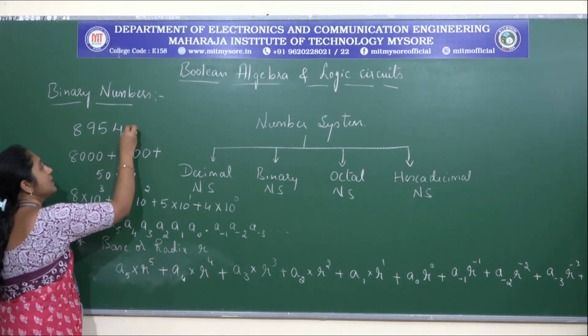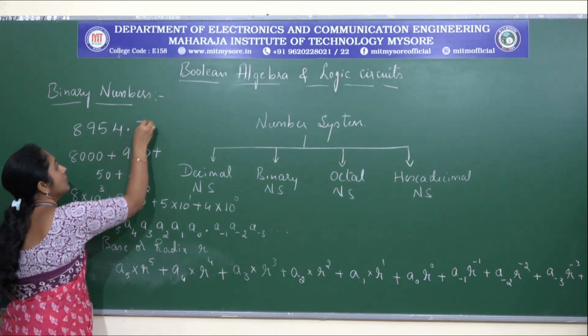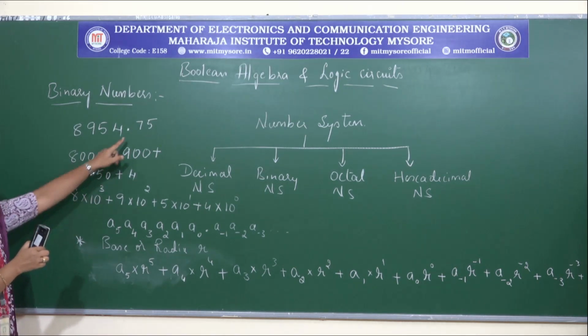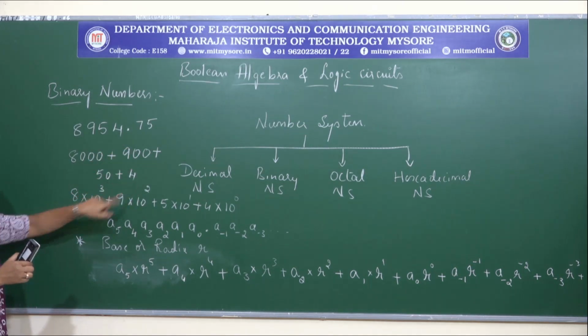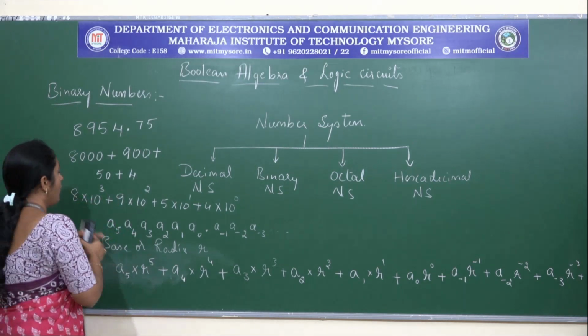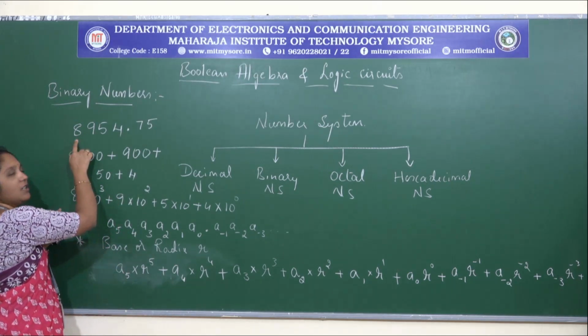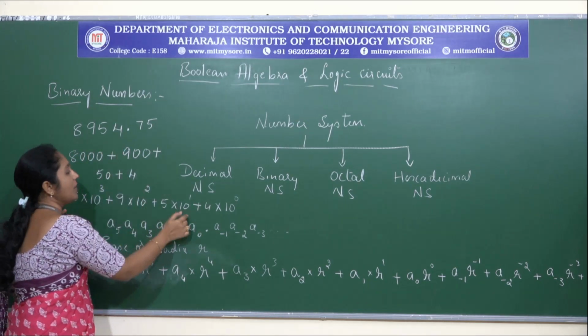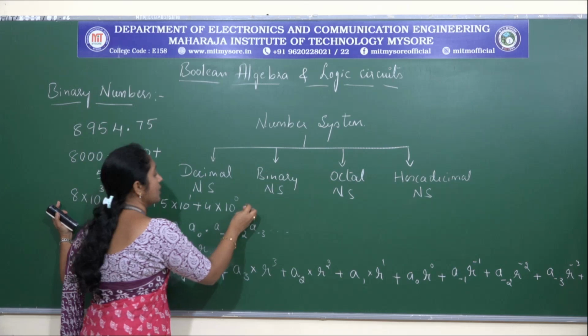Now let me consider the digits after the decimal point also, the fraction numbers. So how is it represented? Let me change here itself, the expanded form. So I have represented 8 into 10 power 3 plus 9 into 10 power 2 plus 5 into 10 power 1 plus 4 into 10 power 0.